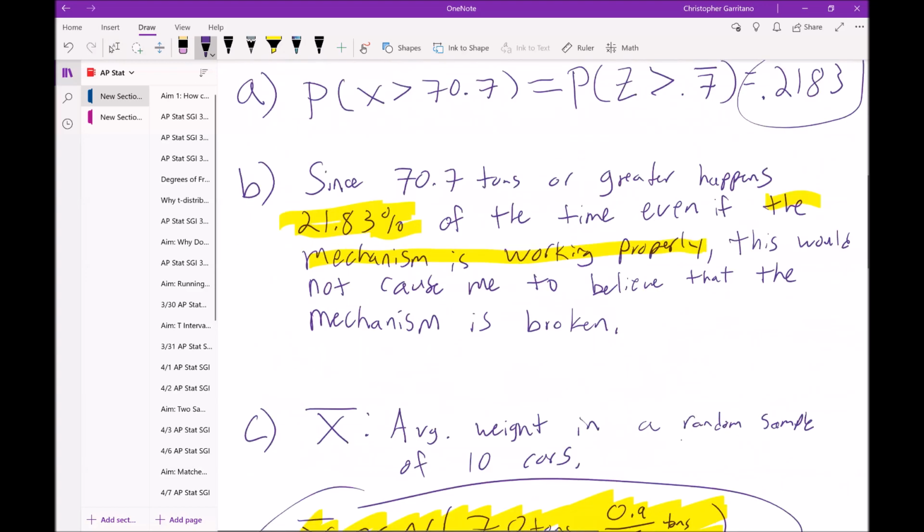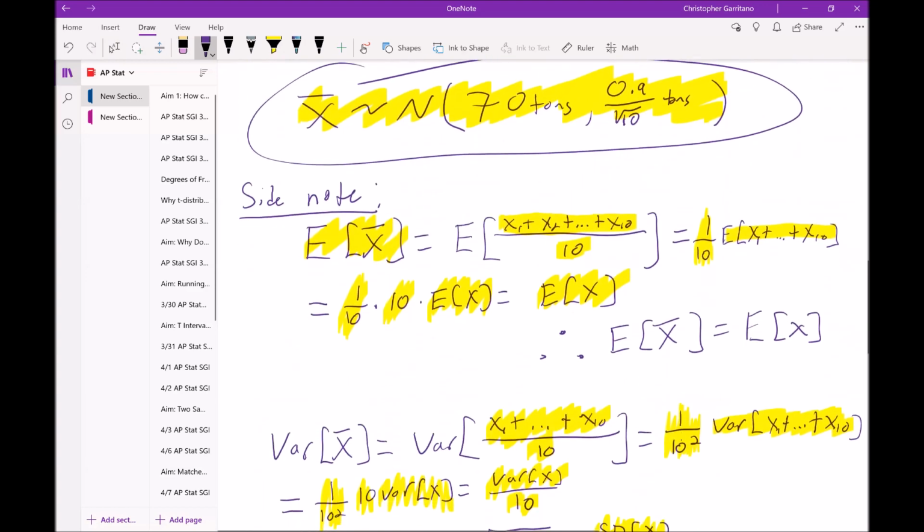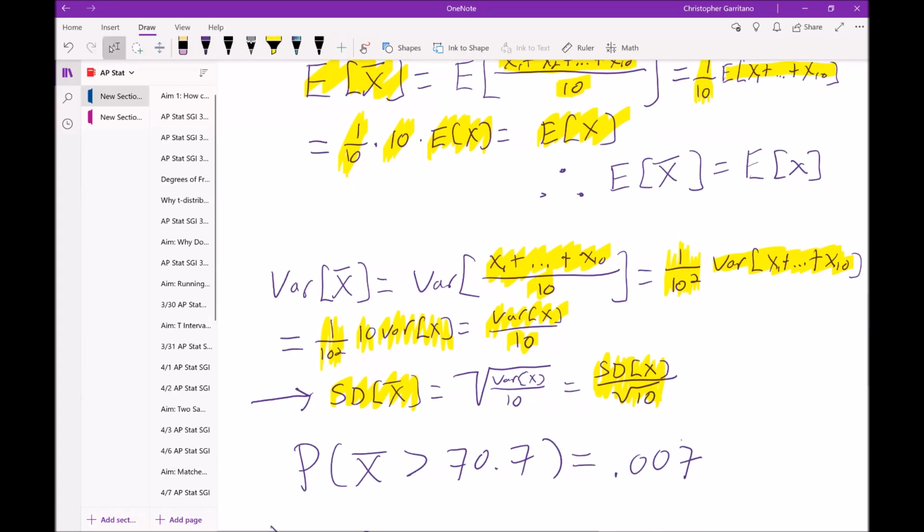But if we're looking at a group of cars, and on average that group of cars has 70.7 tons or greater, then we have cause for concern, because that should only happen 0.007 of the time, or 0.7% of the time. So that's a very, very rare occurrence if the mechanism is working properly. And this is what leads us into part D.